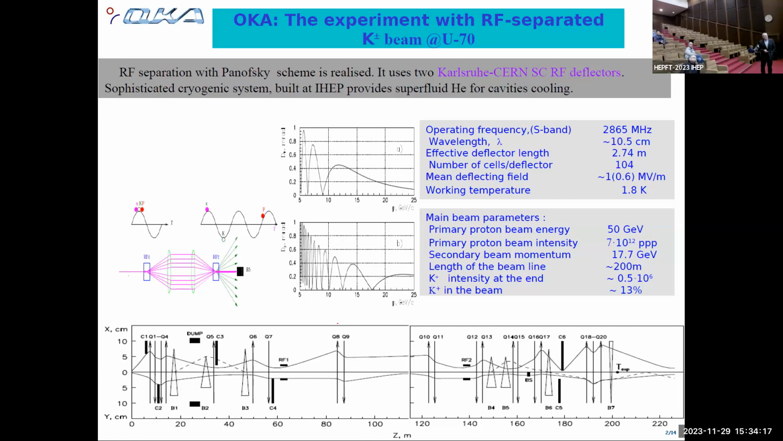So the parameters of the beam are presented here. We have about 500,000 kaons per cycle of the U70 accelerator, and here is the scheme of our beamline. You see, it's rather complicated.